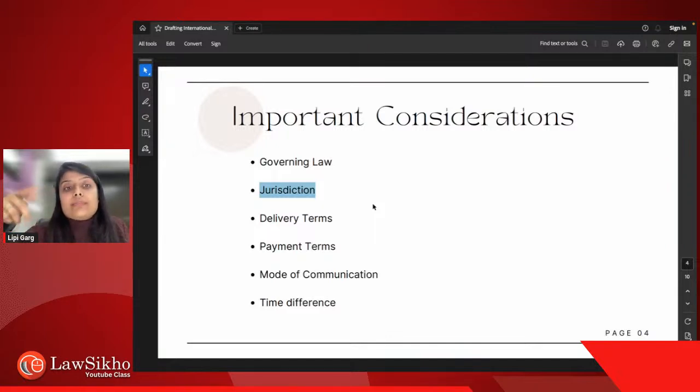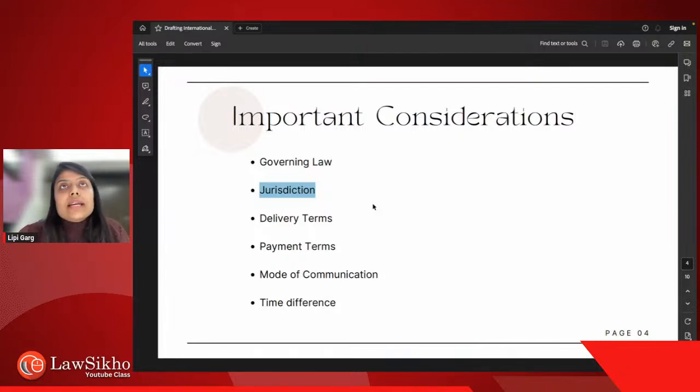One is the lex fori. Let's say the contract does not mention anything exclusively about the jurisdiction, and there is a dispute that arises between the Indian party and the English party, right? The Indian party files the case in India. Now, lex fori will happen. Lex fori is basically law of the forum. जहाँ पे केस पेंडिंग है, if the case goes to Indian court, then lex fori will apply, and Indian courts will have the jurisdiction to hear that case, right?